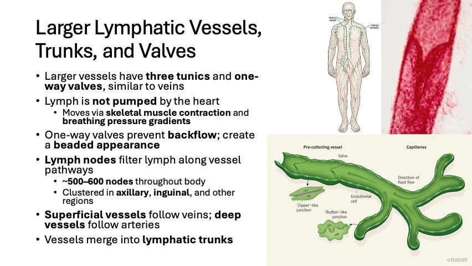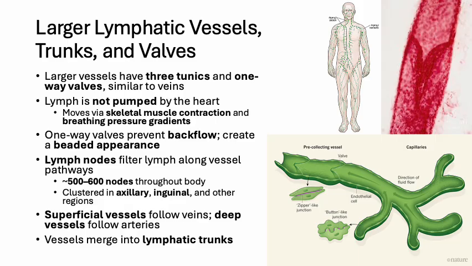As lymph moves through the capillary into larger lymphatic vessels, the structure of these vessels becomes more complex. These larger lymphatic vessels are structurally similar to veins. They have 3 tunic layers in their walls and are equipped with one-way valves that prevent the backflow of lymph. These valves are spaced closely together and create visible bulges along the vessel, giving it a beaded appearance.